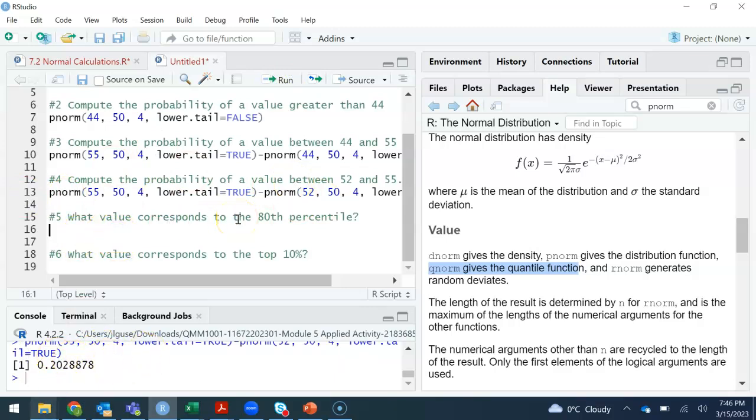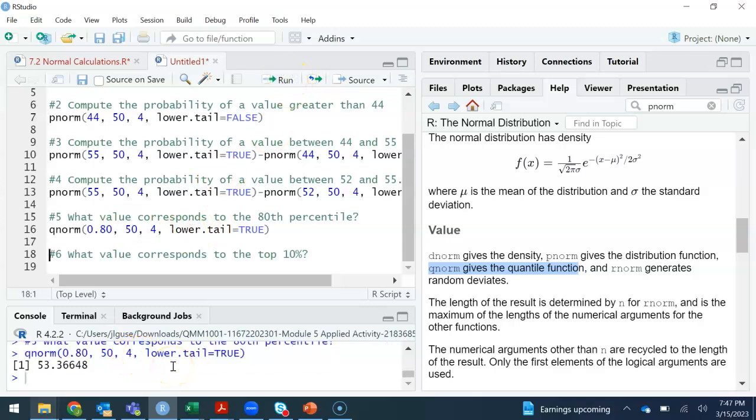Now, we get to our first question that asks for what value corresponds to the 80th percentile. When you have a probability or a percent and you want to find a value or a score, you have to use q-norm. Inside, first you put the probability, then you put the mean, then you put the standard deviation. By definition, percentiles mean everything less. That means lower tail should be set to true, everything less or lower than that value. So the 80th percentile in a score is about 53.4 points. So if the mean is 50, the 80th percentile would be 53.4. So 80% of people would score less than 53.4.